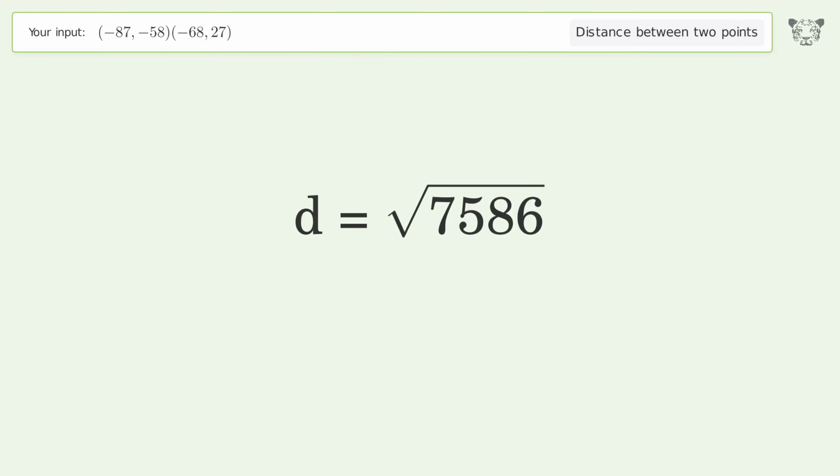And so the distance between the 2 points is the square root of 7,586, or 87.098.